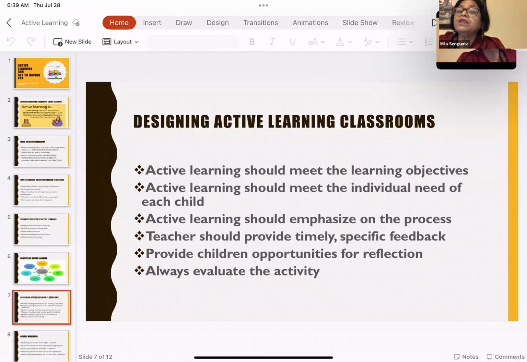Active learning should meet the individual need of each child. Absolutely. You should design it in a way that it meets the individual needs of each child. Active learning should emphasize the process. We always say that the process is more important than the product. So active learning should always keep in mind, as a teacher, that it should be the process which should be encouraged and acknowledged, and specifically offering feedback for the children is very important.